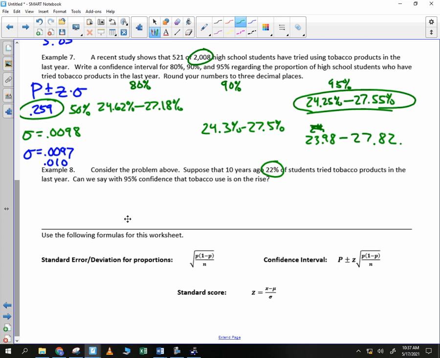Decide, do you think that we will do a hypothesis test and come up with 95% confidence that it's on the rise, or no, it's not for sure on the rise? What do you think ahead of time? Go, talk.